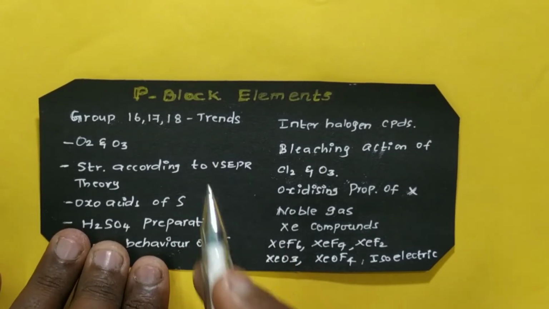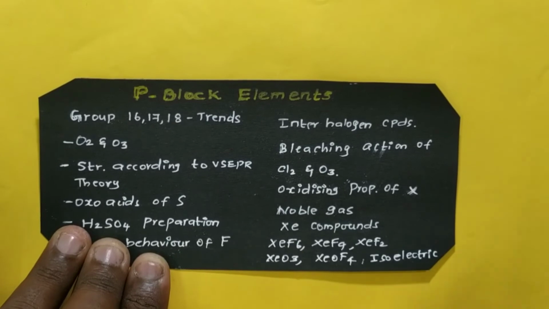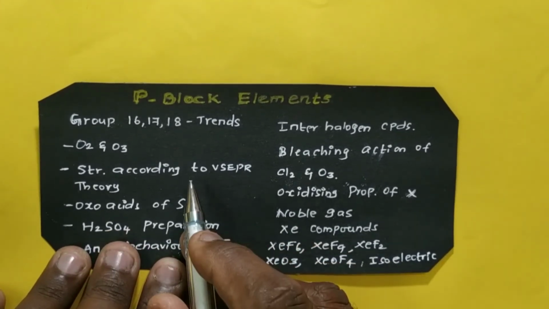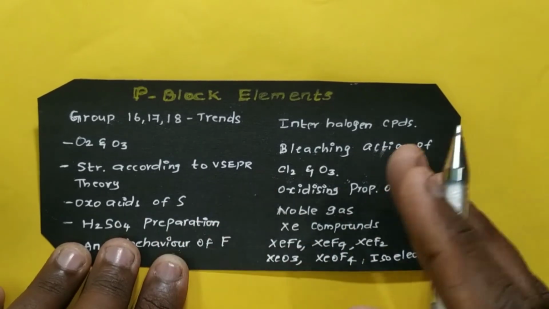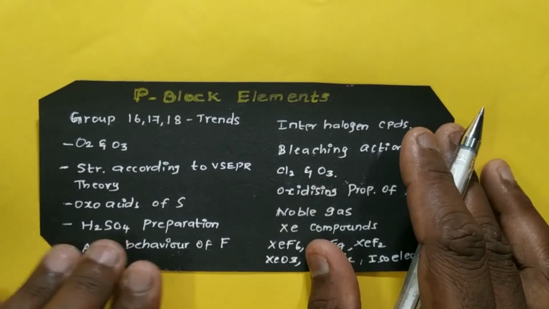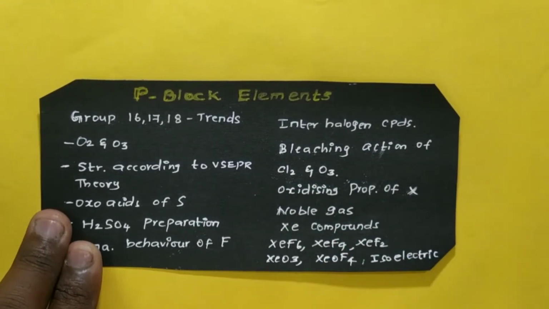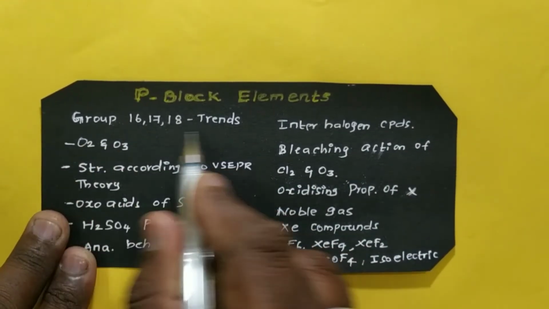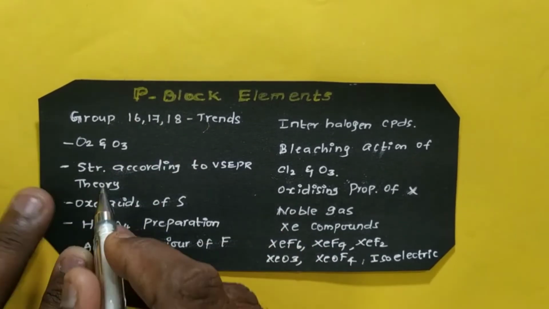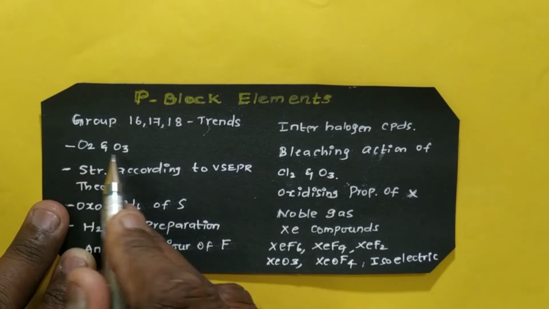So for example, ionization enthalpy, electron gain enthalpy, electronegativity, then ionic radii, atomic radii. You should know everything: melting point, boiling point, metallic character, non-metallic character. So how it increases, how it decreases. You should know all the trends regarding this. You may expect questions from anywhere here.